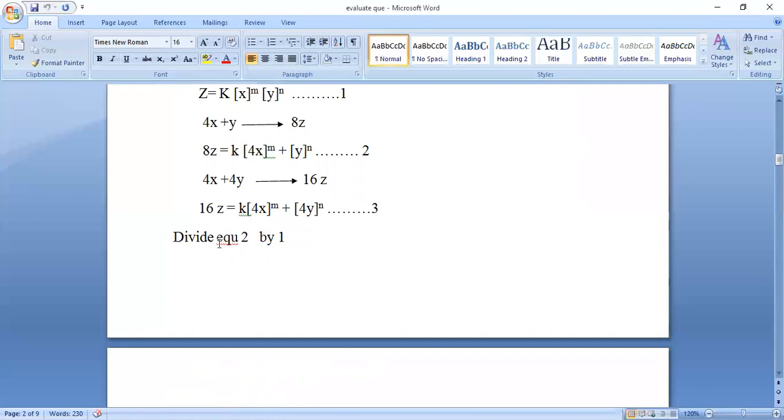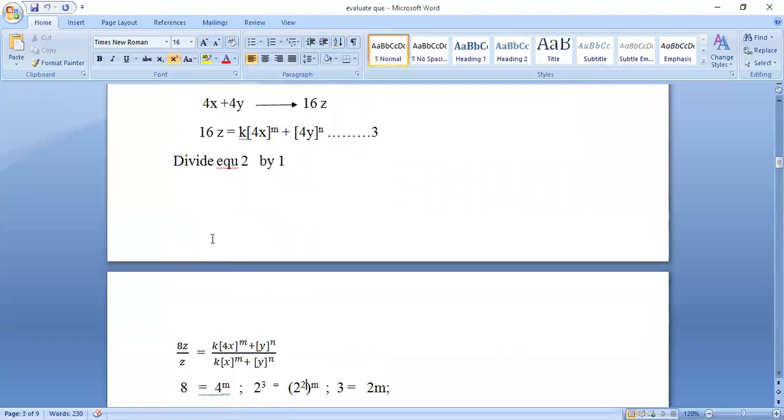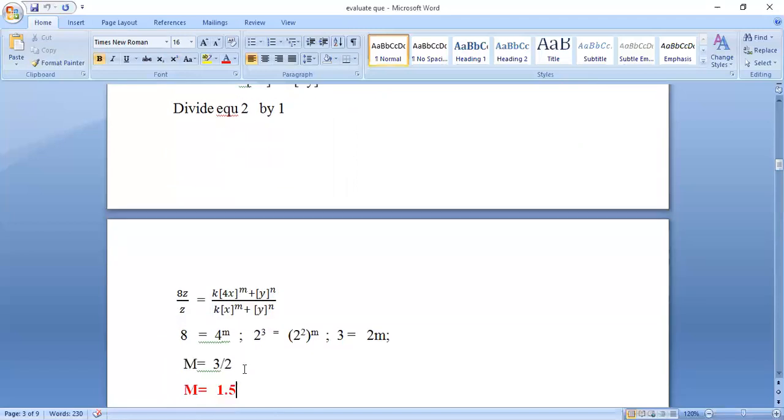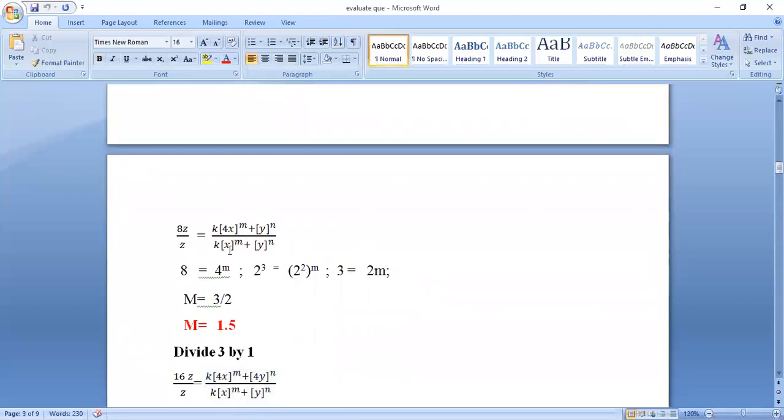So next step, we need to divide equation 2 by 1. So 8z divided by z is equal to k into (4x)^m plus y^n, divided by k x^m plus y^n. Similar terms we are going to cancel each other. So y^n and y^n are cancelled here. Remaining, we are getting 8 here. K and k are the same, so we are going to cancel that. So remaining is 4^m.